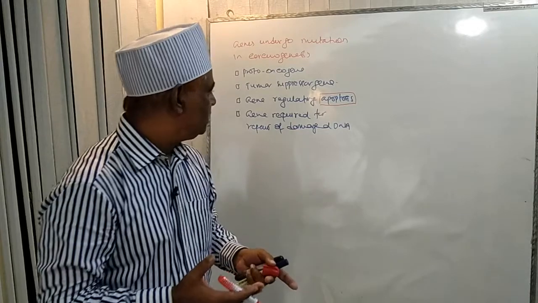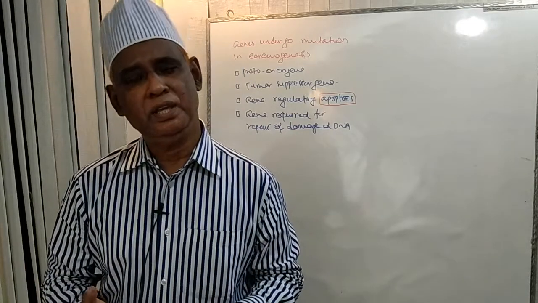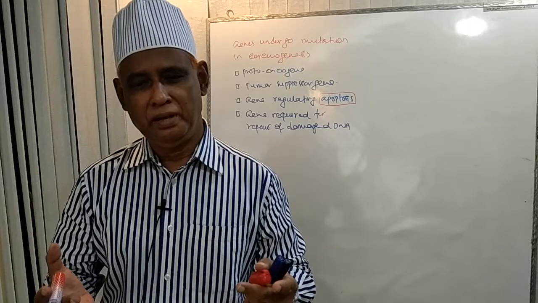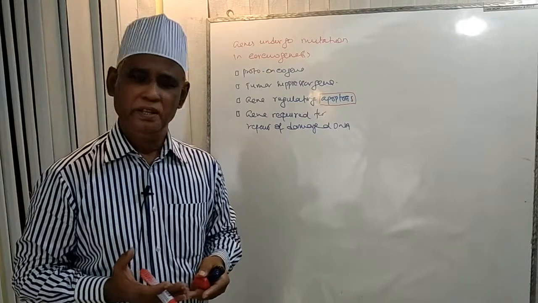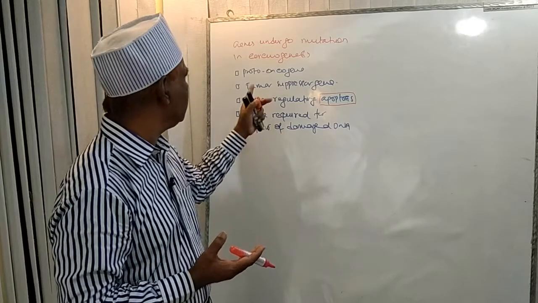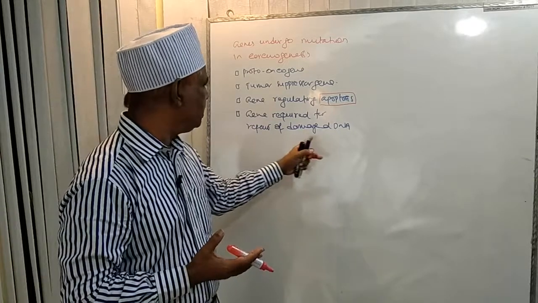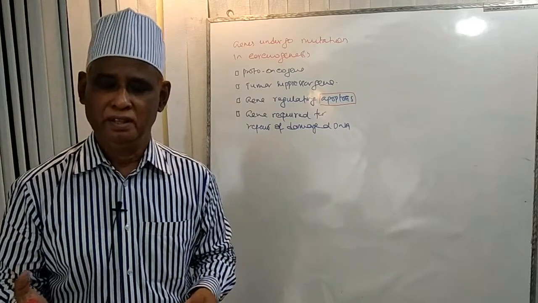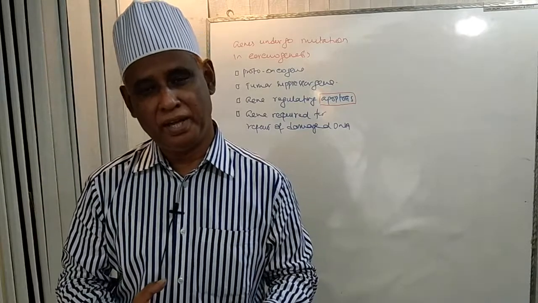In our body, if there is damage of DNA, the damaged DNA is repaired, and this repair of damaged DNA is controlled by gene. If that gene undergoes mutation, the damaged DNA will not be repaired, and there is chance of mutation of that DNA.